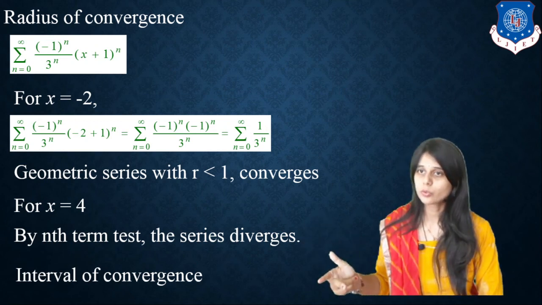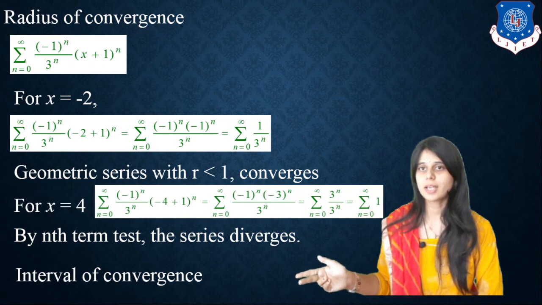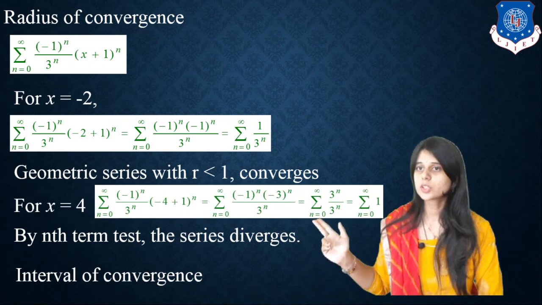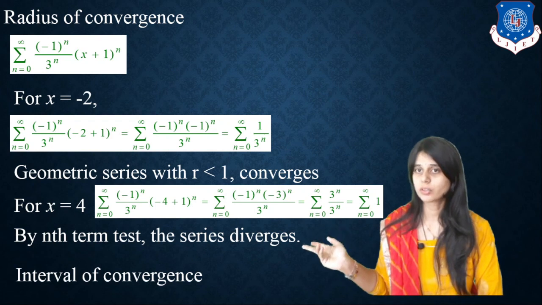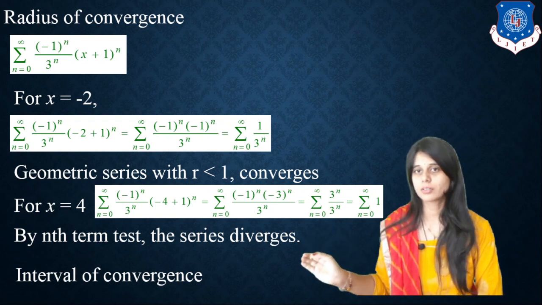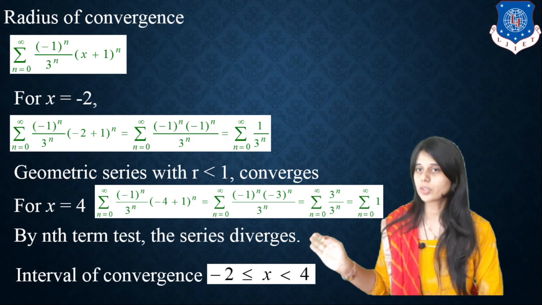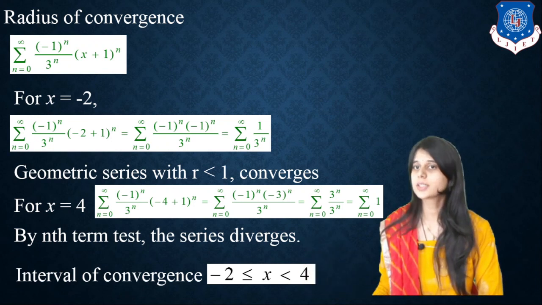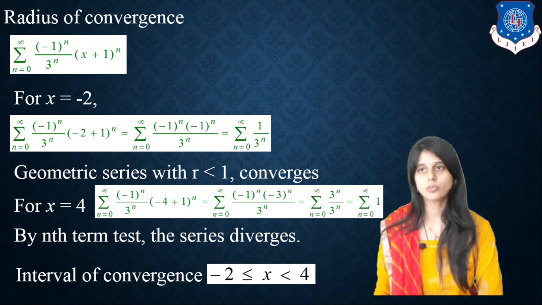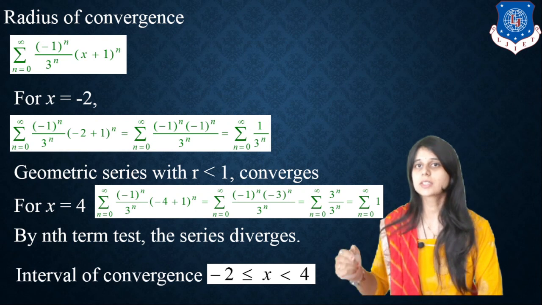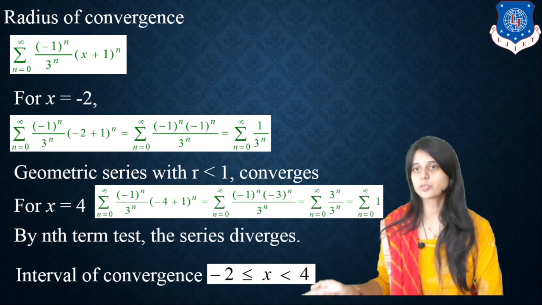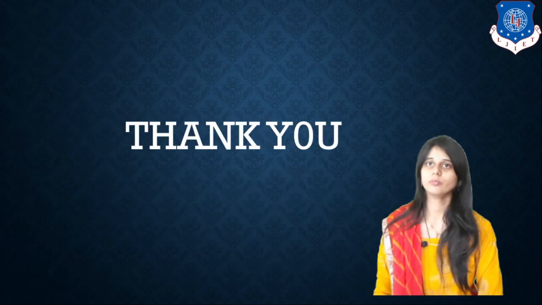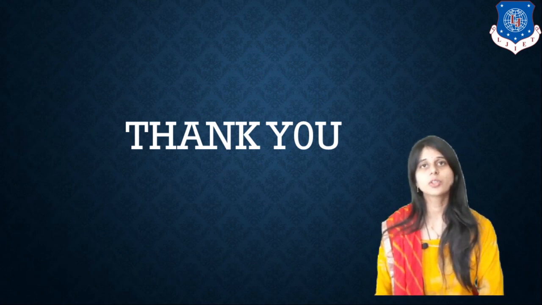For x equal to 4, we replace x equal to 4 in this series. So we get 3 raised to n upon 3 raised to n, which is 1. By the nth term test, it is divergent. So the interval of convergence is minus 2 less than or equal to x less than 4. And this series converges for minus 2 and diverges for 4. In the next session, we will discuss examples of the different types of tests.